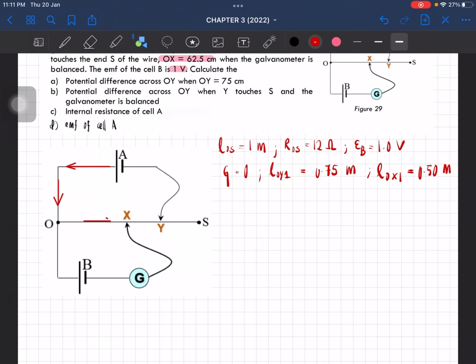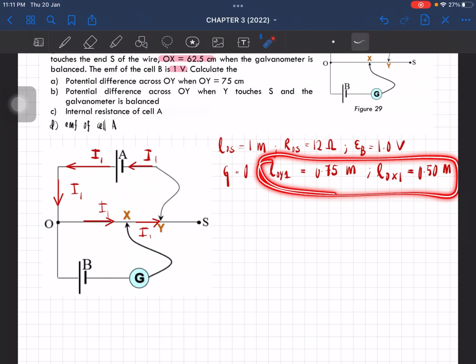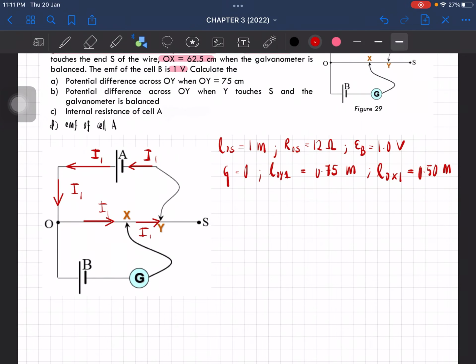So this is the current's movement, up till here only. Then this in. I'll label it as I1. I1, I1, I1. This is for this situation. So its distance is given as 0.75 meter. This is LOX for current 1.